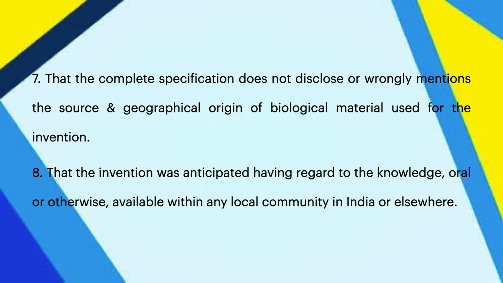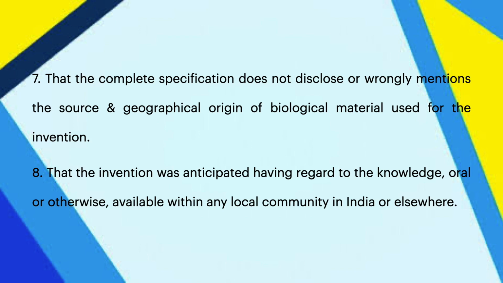Number 8, that the invention was anticipated having regard to the knowledge, oral or otherwise, available within any local community in India or elsewhere. So, whatever you have invented, people already are using it, or people already have the knowledge of it. As I told, when it is non-obvious, you are the only one who should have had the knowledge about it, or the idea perspective about that invention. But if somewhere in any local community in India, people have orally that knowledge of how some kind of invention works, if it is available in India or elsewhere in the world, then that can also become one of the grounds for opposition.